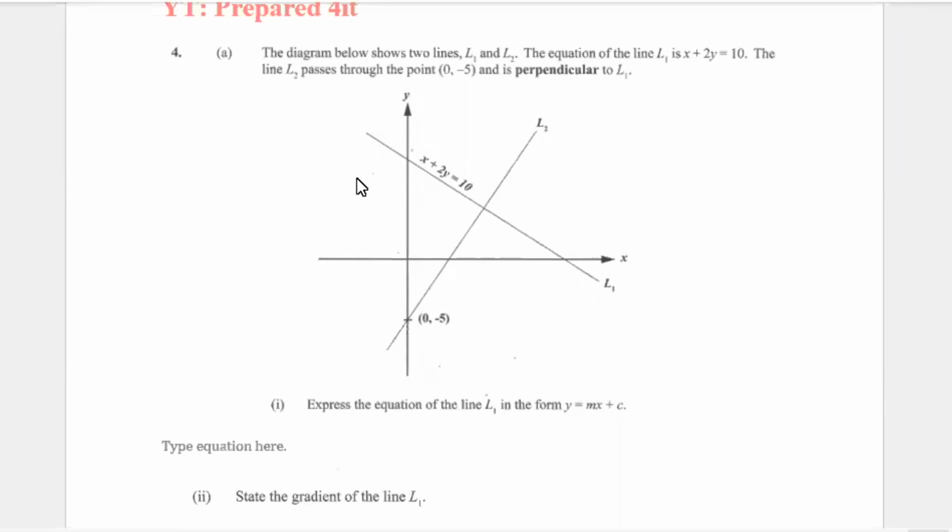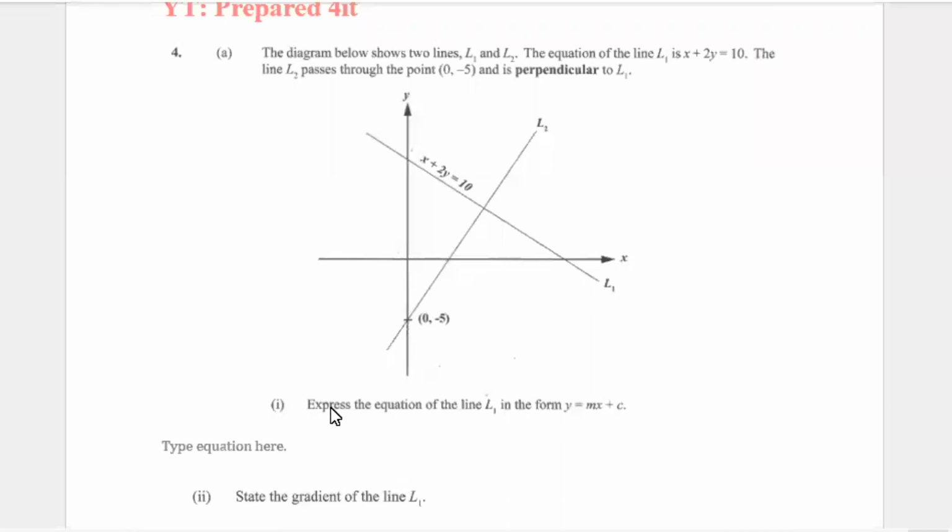What do we know about the product of the gradients of perpendicular lines? Let me see if anyone knows that. That's something important that you should know. Yes, very good, -1. When we work out the product of the gradients of perpendicular lines, it will give us an answer of -1. Everyone should know that going into the exam.